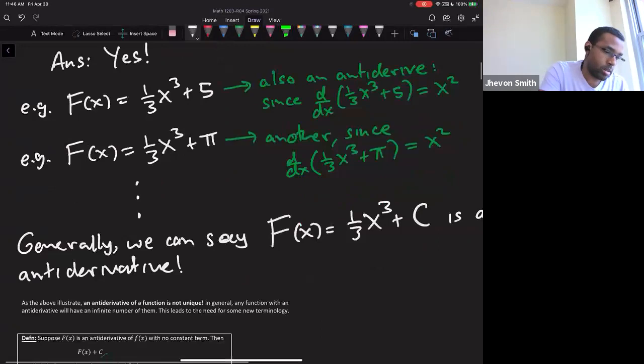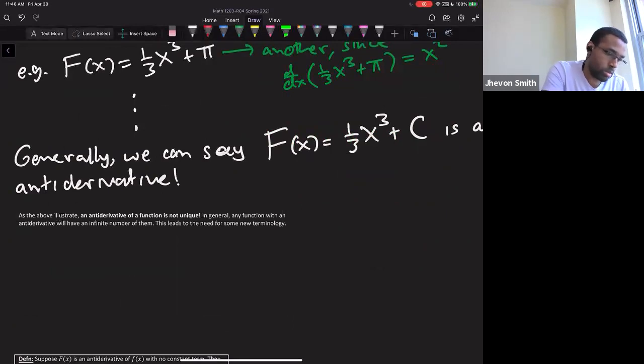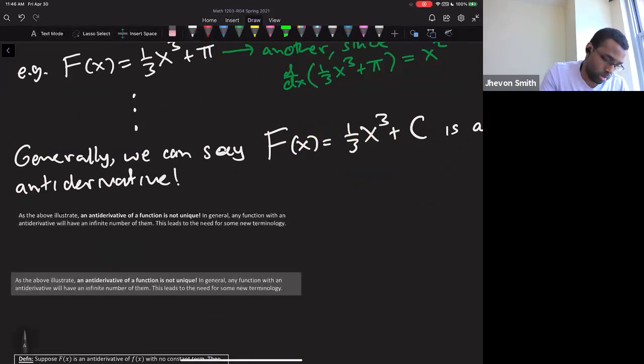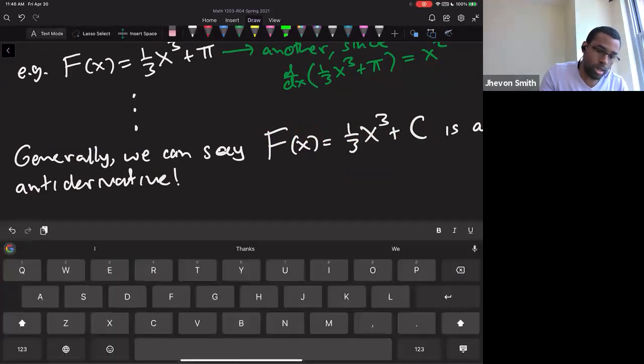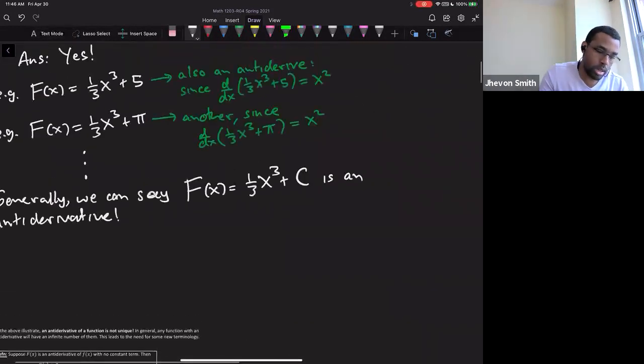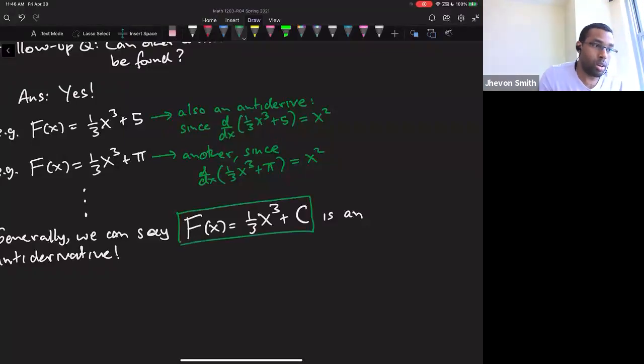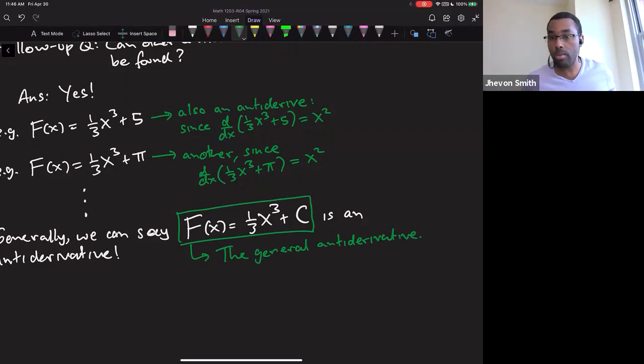Okay, now that guy, we give it a special name. It's called a general antiderivative, because it tells you what the form of the antiderivative would look like in general.